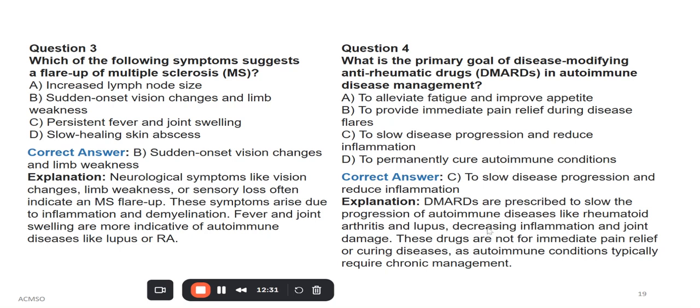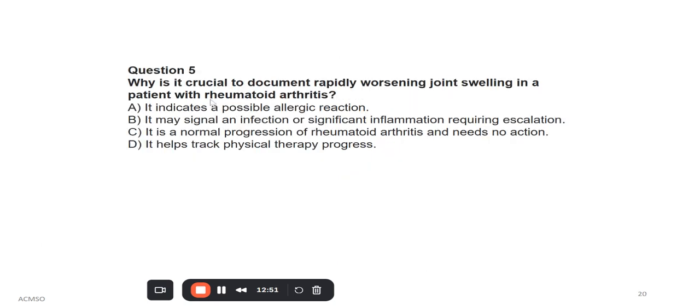Question 5. Why is it crucial to document rapidly worsening joint swelling in a patient with rheumatoid arthritis? A. It indicates a possible allergic reaction. B. It may signal an infection or significant inflammation requiring escalation. C. It is a normal progression of RA and needs no action. Or D. It helps track physical therapy progress. So the answer is B.